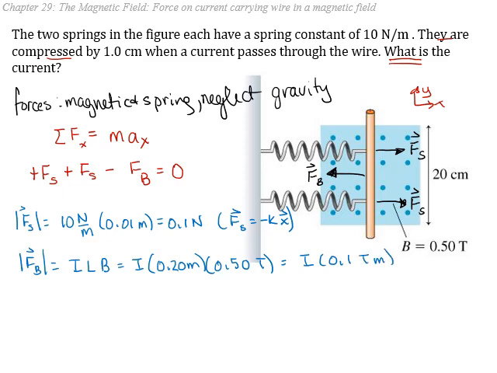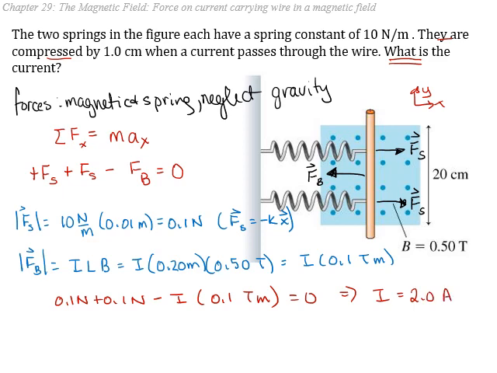Okay, let's put all this together in our Newton's second law equation. 0.1 newtons plus 0.1 newtons minus I times 0.1 tesla meters equals 0. Solve for our current I to get 2 amps. Okay, that takes care of the magnitude.